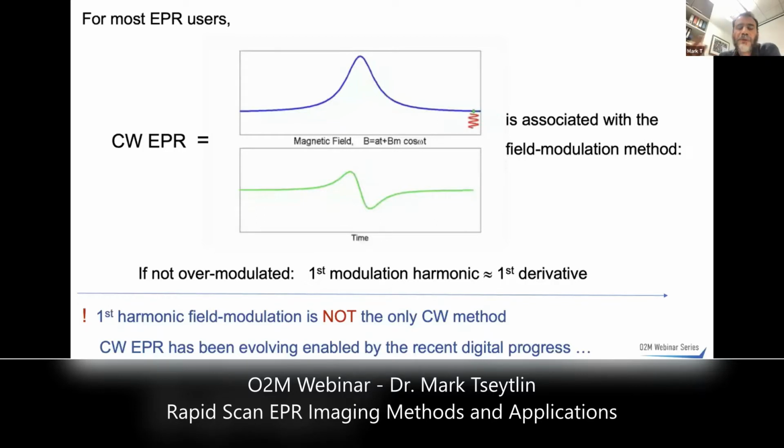So what's measured is the first harmonic, as I said, and if the amplitude is small, it's not over-modulated. So if there are not over-modulated conditions, then the first modulation harmonic gives you the first derivative. What I will show you is that's not the only way CW EPR can be done. And I will also show you how CW has been evolving and has become many different methods.